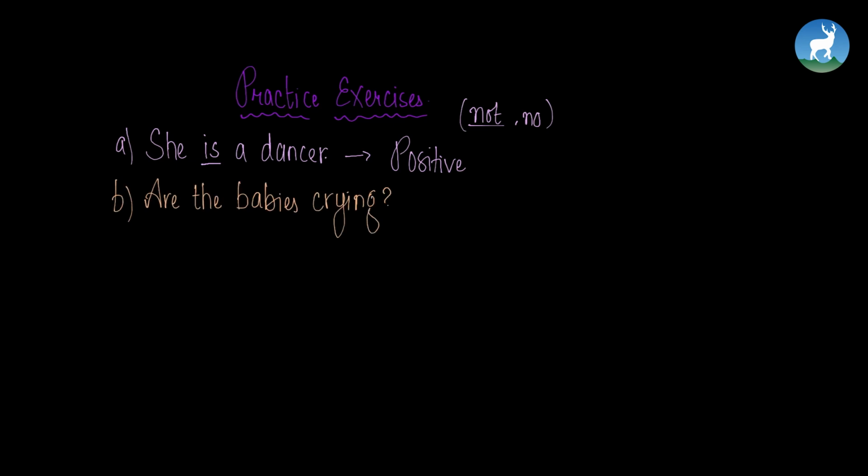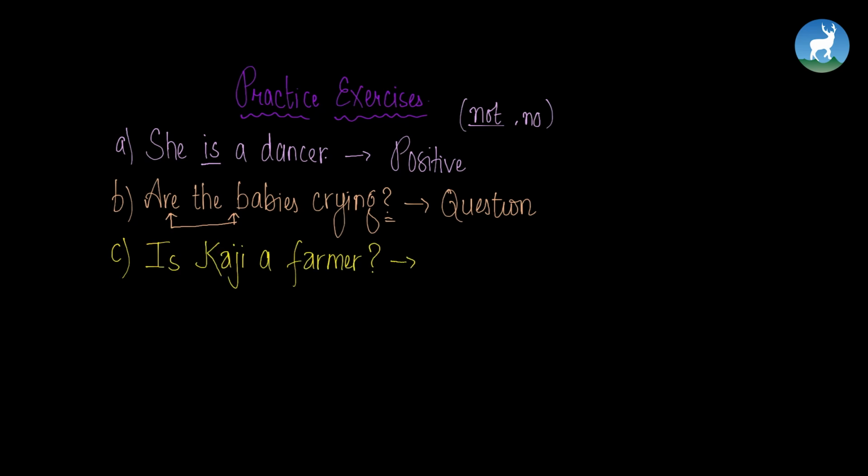Are the babies crying? Since the position of the auxiliary verb and the subject is inverted, see here, and there's a question mark, it's a question sentence. Likewise, let's go to number C. Is Kazi a farmer? So in this sentence as well, we can see there is an inversion made with the subject and the verb to be, right? The subject is Kazi and is comes before Kazi here, and there's a question mark. So this is a question sentence again.